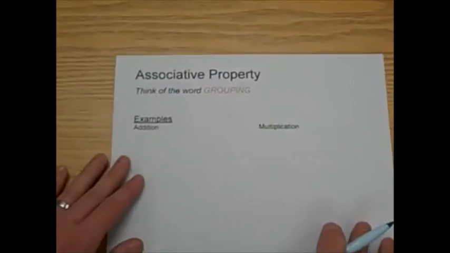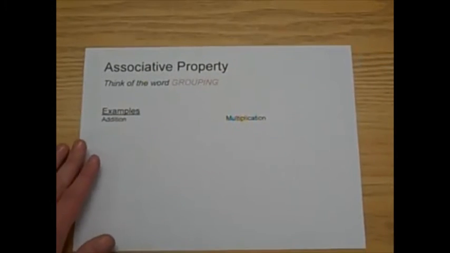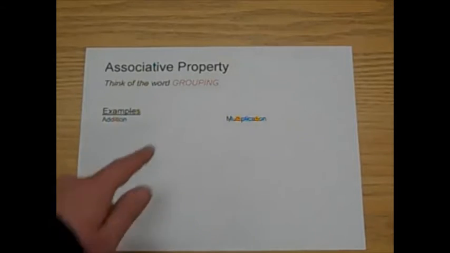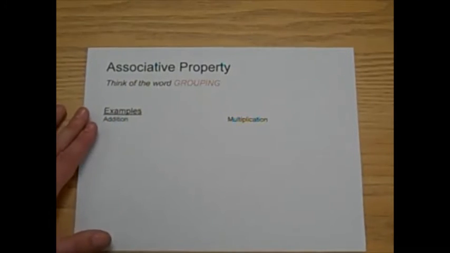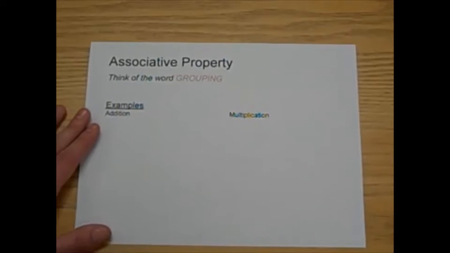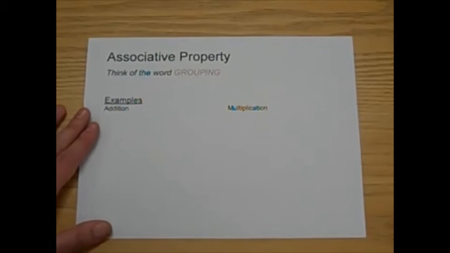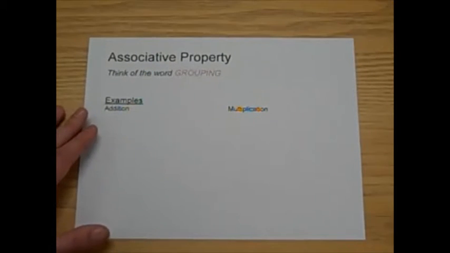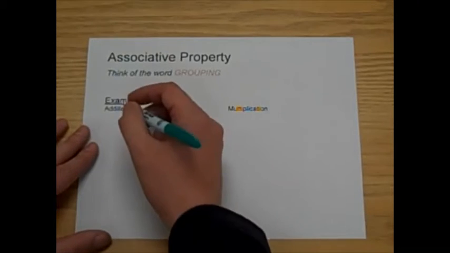Let's go to the associative property. Let's talk about a couple examples. I want you to think of the word grouping when you hear the word associative property. And some of you remember this probably from moving the parentheses around. And that's basically the thing here.